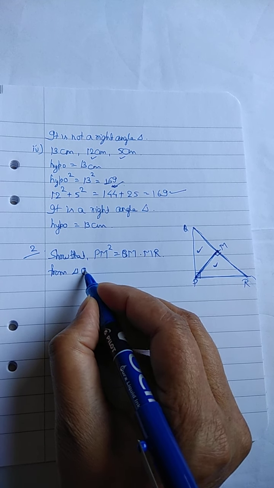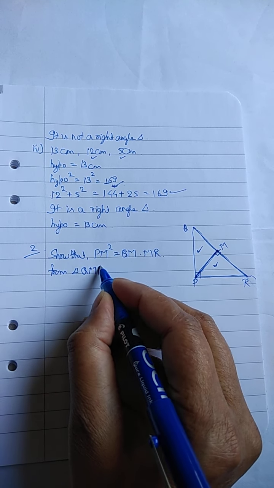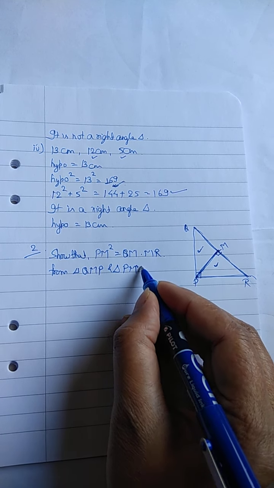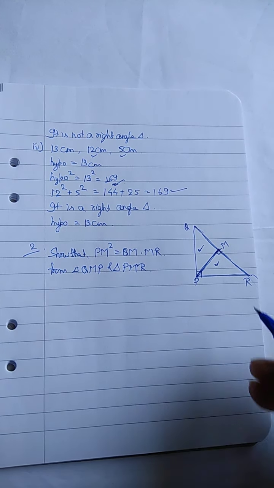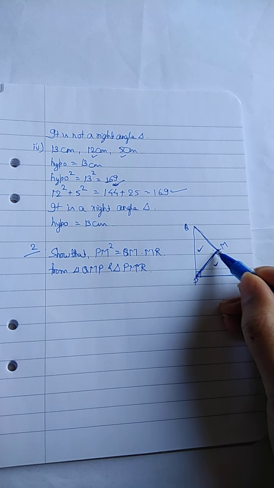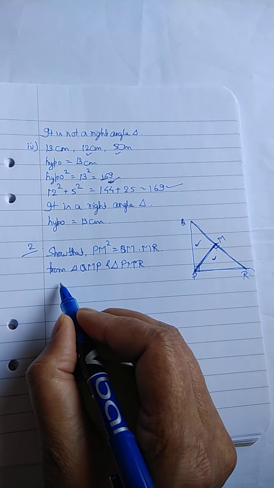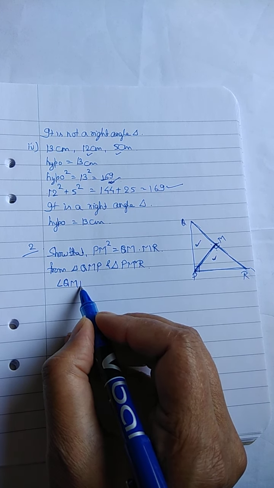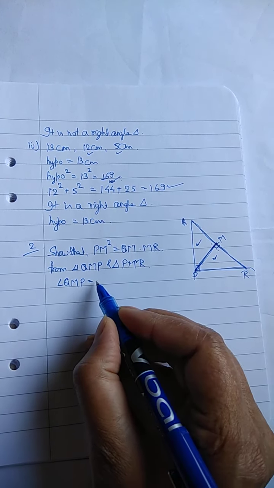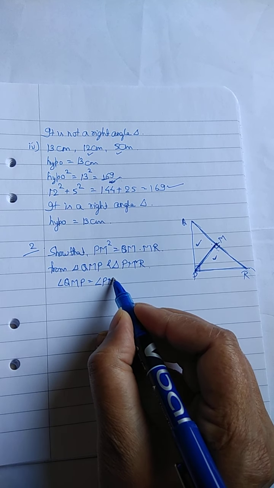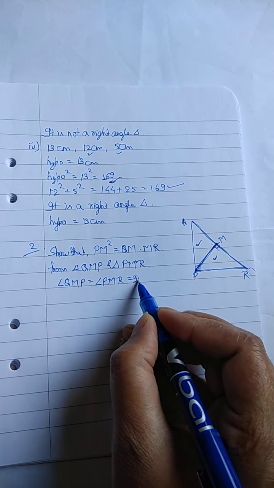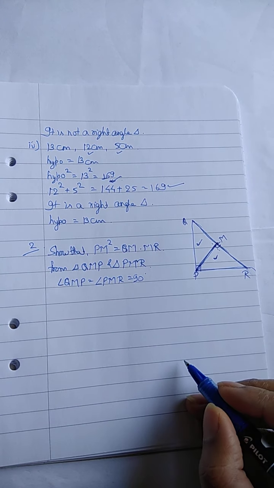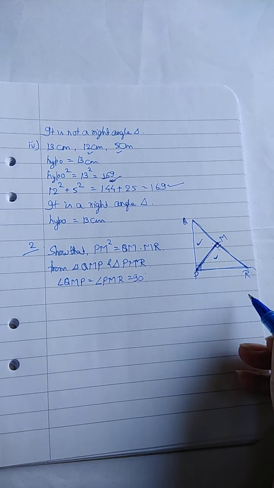From triangle QMP and triangle PMR. Okay, in both of the triangles this is 90 degree, correct? So in QPM, angle QPM equals to this angle, angle PMR, both are 90 degree, correct? Now what about other angles? Now we can't see anything, correct?